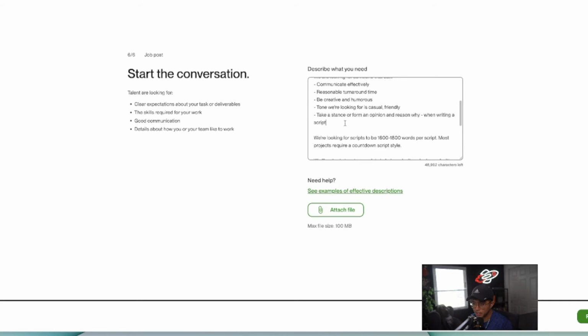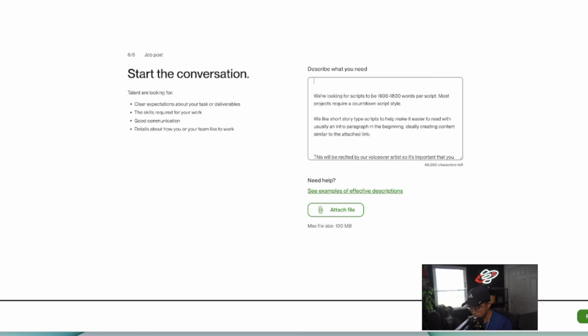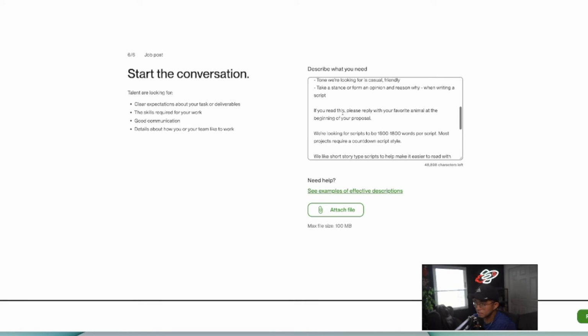Something I'll tend to do here is this little statement in which I'll say, if you read this, please reply with your favorite animal at the beginning of your proposal so that I know you've read this job listing. This is a good way to screen applicants when it comes to making sure that they've read your job post. So this little excerpt is something I tend to include in the middle of my job postings.